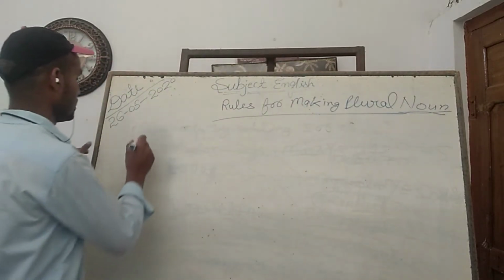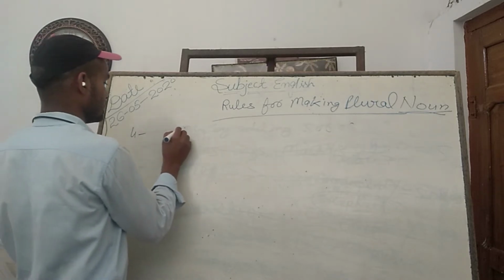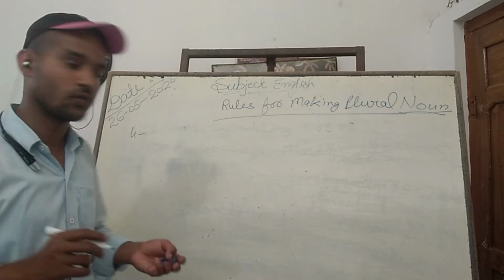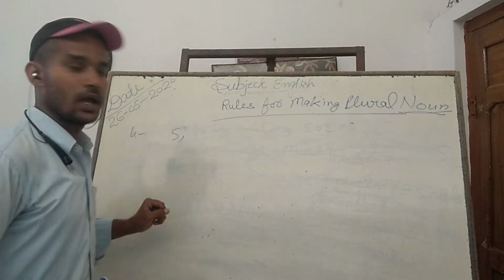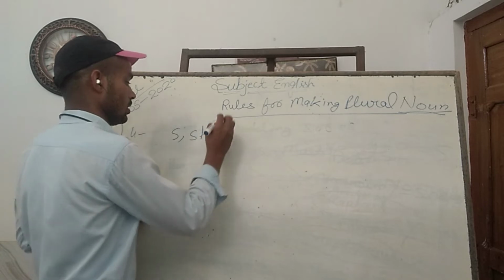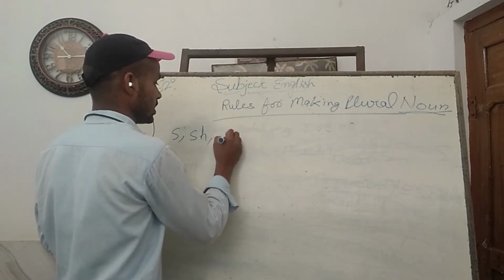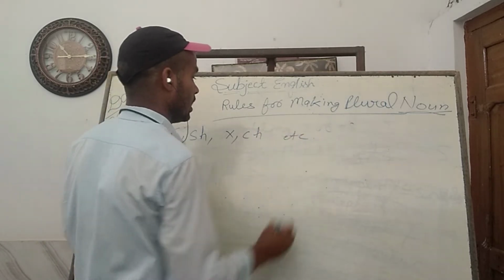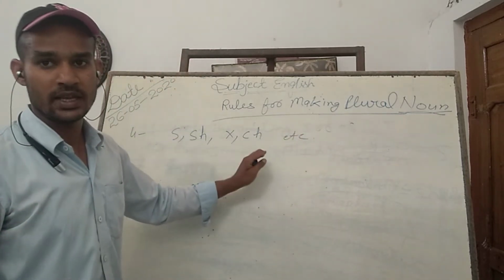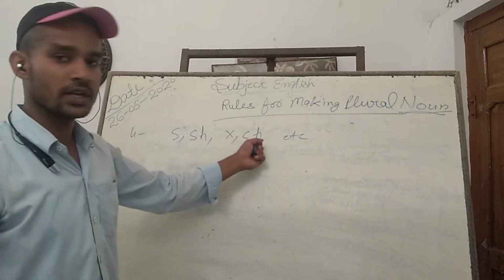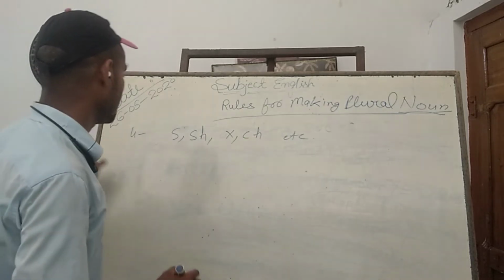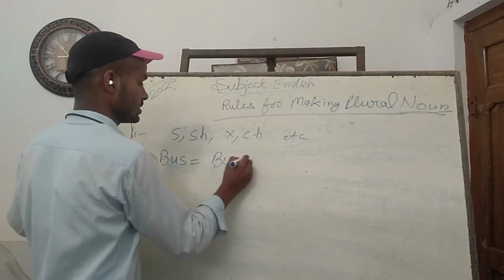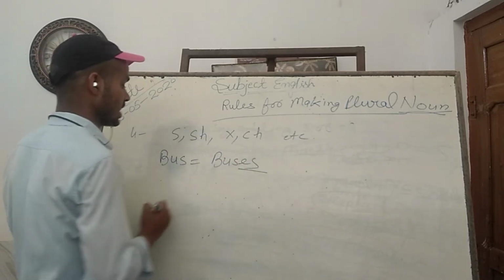For example, fourth rule, that is in the last of spelling or your word S, SH, SSH, X, CH, etc. are at the last of the spelling. That is, this is the last letter of your spelling. Then how it is changed? Bus, buses. ES is added.